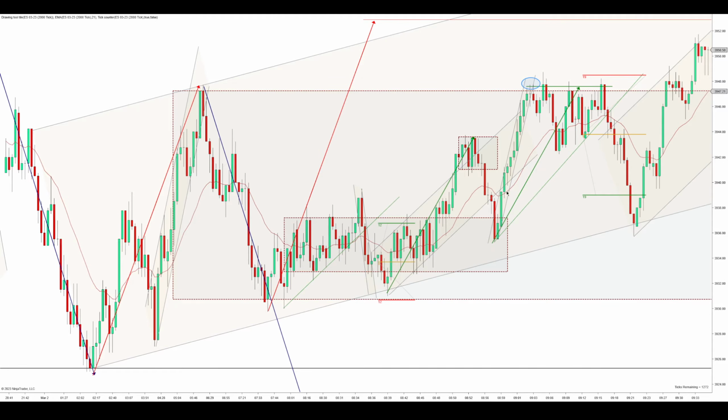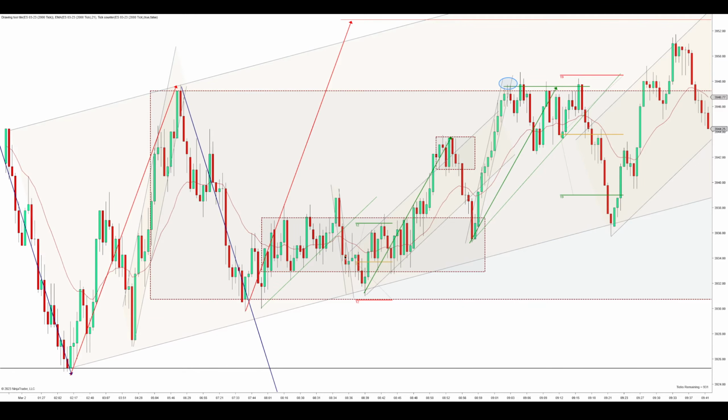And so it never reconfirmed. It kind of just took off from there. There's no reason to go long here, in my opinion. It's just not an ideal long. Two legs up already, overshoot.